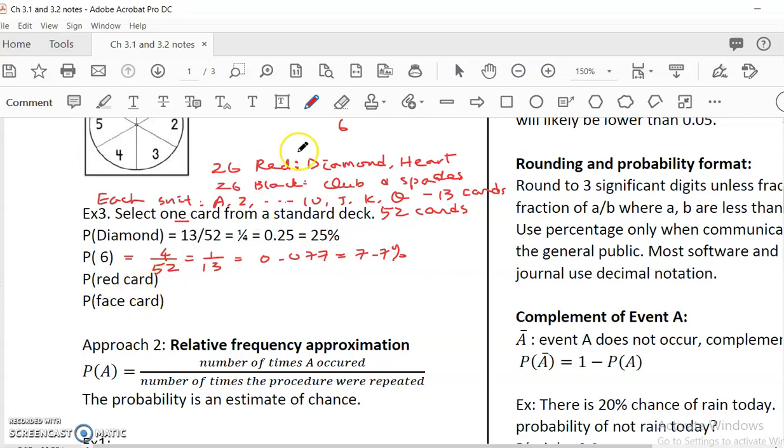What about a red card? How many red cards? I have 26 red cards because all the diamonds and all the hearts are red. So 26 would satisfy being a red card, out of 52, so it's 0.5.